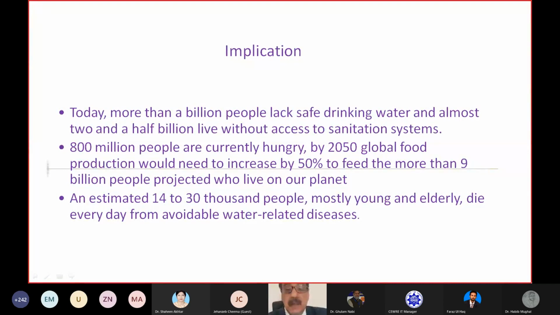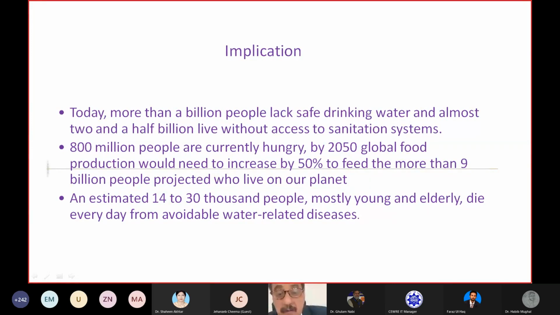That is, 800 million people would be hungry by 2050. And if we continue with the speed of the population, we will have to feed 50% more than 9 billion people in the coming 2050. So the situation is going to be even worse by 2050.